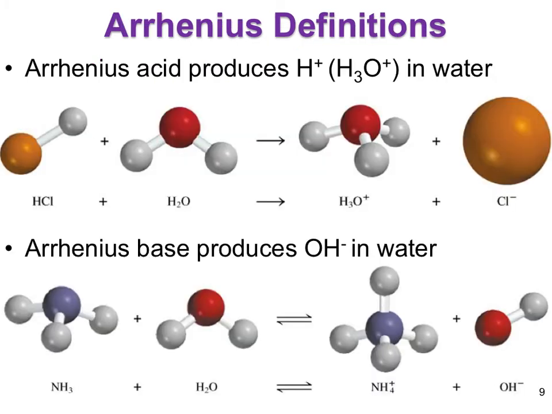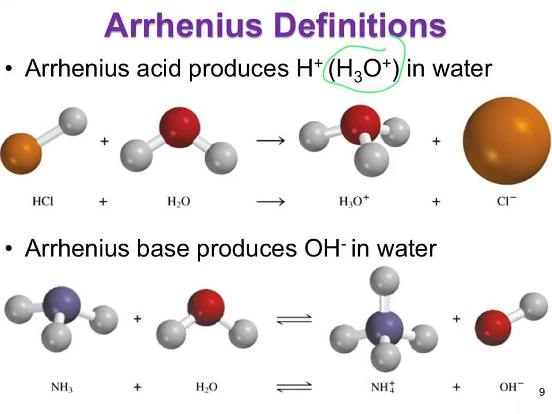Arrhenius definitions of acids and bases. An Arrhenius acid produces H+, or more specifically, hydronium ions, H3O+, in water. The hydrogen ion binds to a lone pair of electrons on the oxygen in water to create the hydronium ion. For example, hydrochloric acid reacts with a water molecule in an aqueous solution to produce the hydronium ion and a chloride ion.